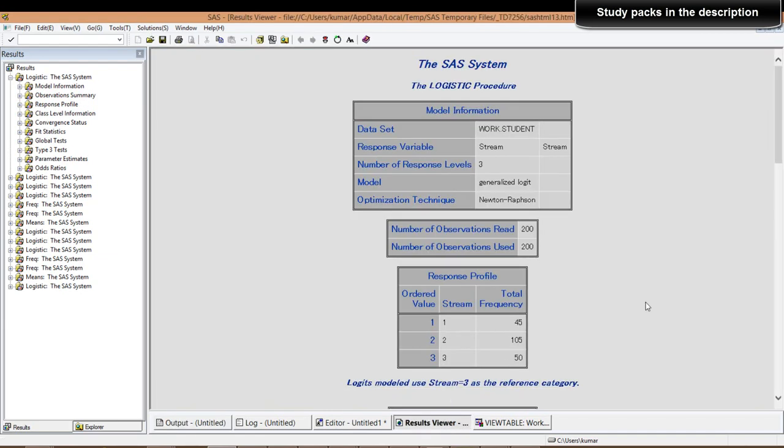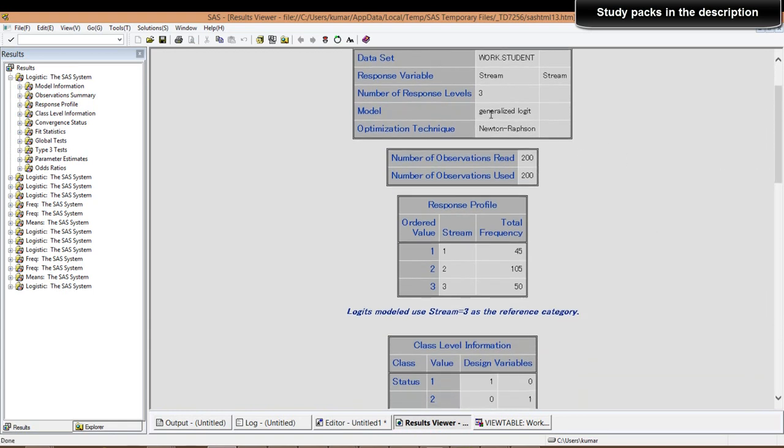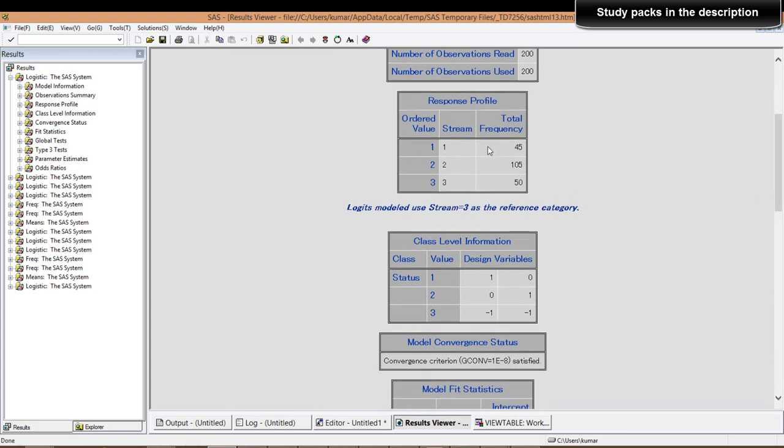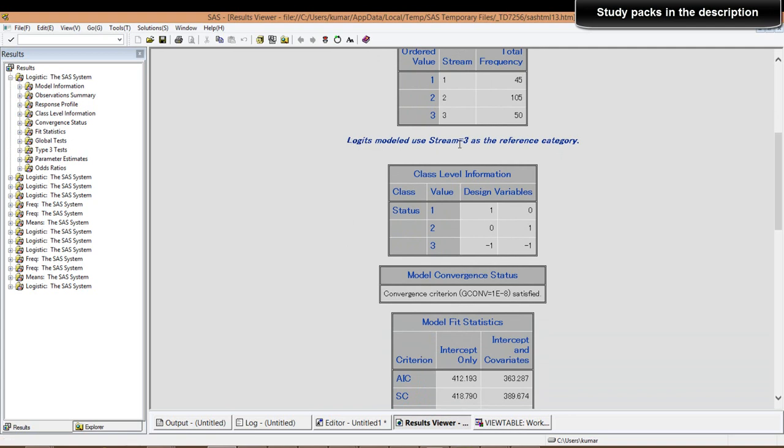Alright, like any other SAS procedure, it starts with the model information: what is the dataset, how many variables there are, and what optimization algorithm is used. The model uses generalized logit, the optimization technique is Newton-Raphson, and the total number of observations is 200. You'll also get the response profile, that means the distribution of the different categories for the dependent variable, and the next one is the reference category. Remember that we have not given any information about the reference category. We have not said which category is to be considered as the reference or base category, right? By default, it has taken the last category as the reference category, so stream equals 3.